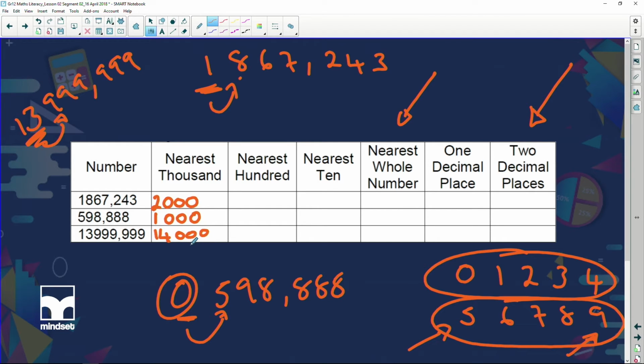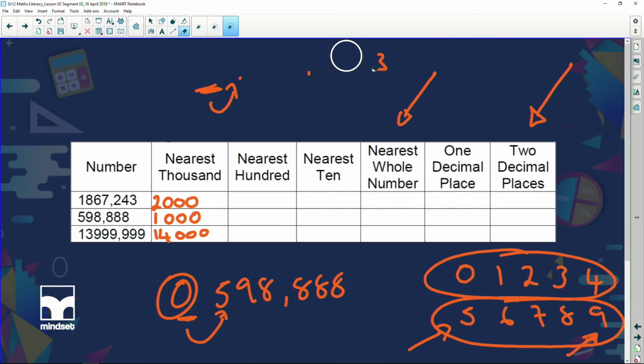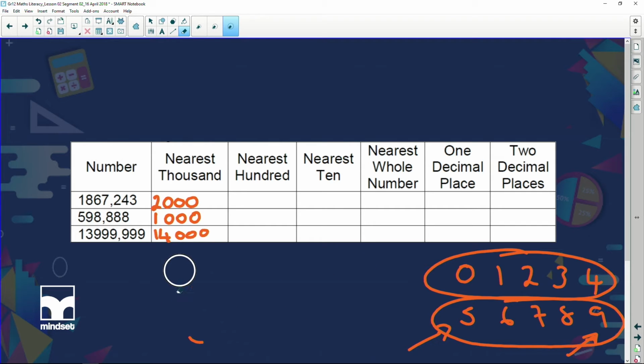Cool. Right, it's getting exciting. Let's keep going. The first thing I'm going to do, though, is make myself some space here quickly. Let's get a nice big rubber. There we go. And then we're going to write some more numbers. Okay. So the number I'm looking at is this number here.